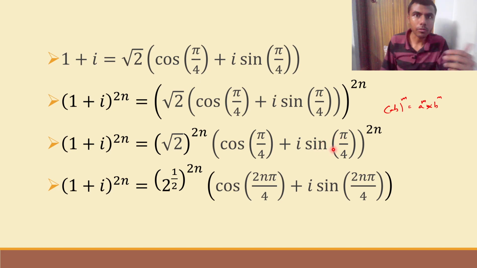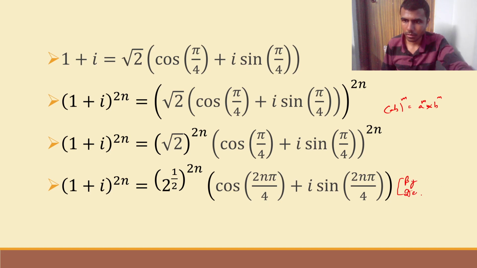Here is where we are applying de Moivre's theorem. As per de Moivre's theorem, whenever we have cos theta + i sin theta like this, and there is a power 2n like this, this power will come inside the angle. I mean, it will become a part of the angle like this. Cos of 2n into pi by 4, so 2n pi by 4. Here also 2n into pi by 4. I hope it's clear. If you want, you can just mention here: by de Moivre's theorem.